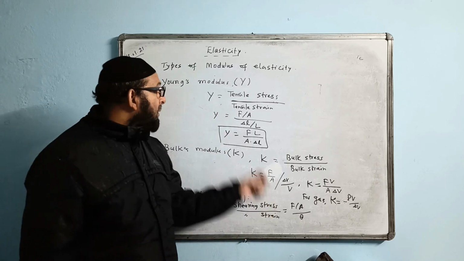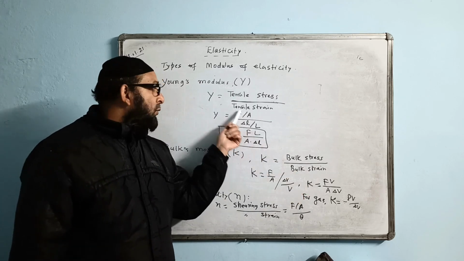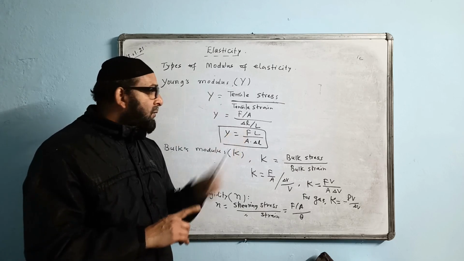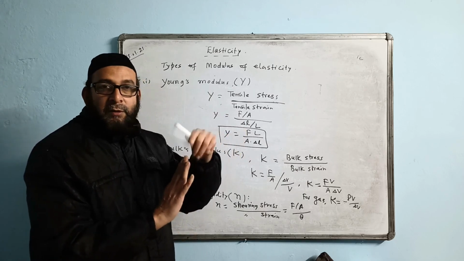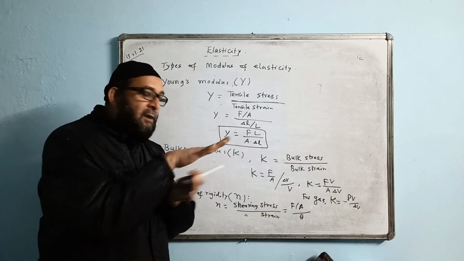But the previous forces, the force here and the force here, were acting normally to the surface, normal to the area of cross section of the body. But this force is a tangential force. It is acting in a tangential way like this.